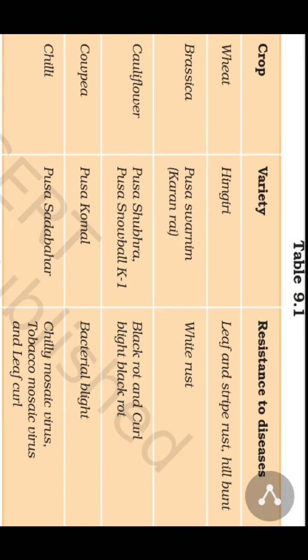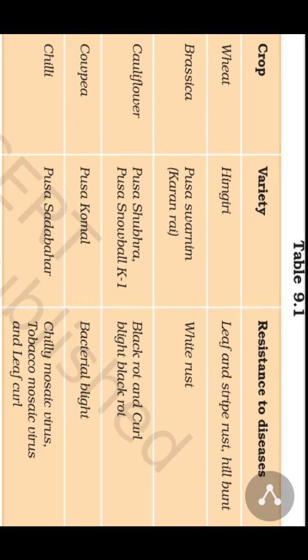Let us see some rust diseases. Brown rust of wheat: brown colored rust can be seen on the leaves. Next, red rot of sugarcane. In the sugarcane stem you can see red colored spots, called red rot of sugarcane. Next, late blight of potato. The potato yield can be reduced because of this fungal attack, called late blight of potato.